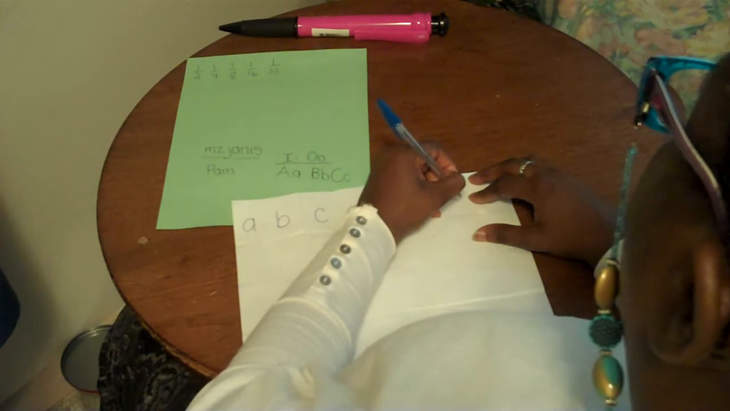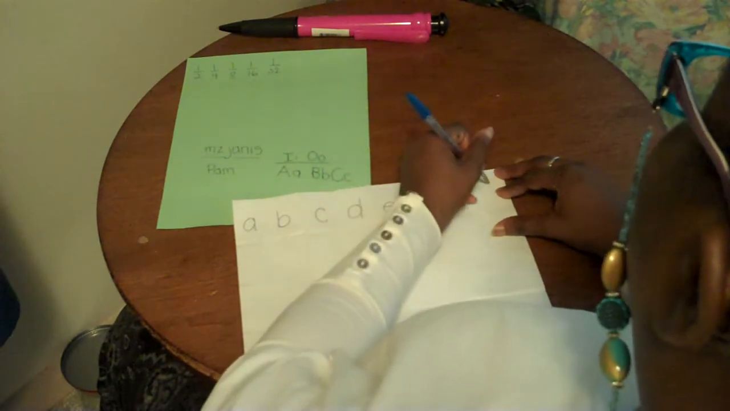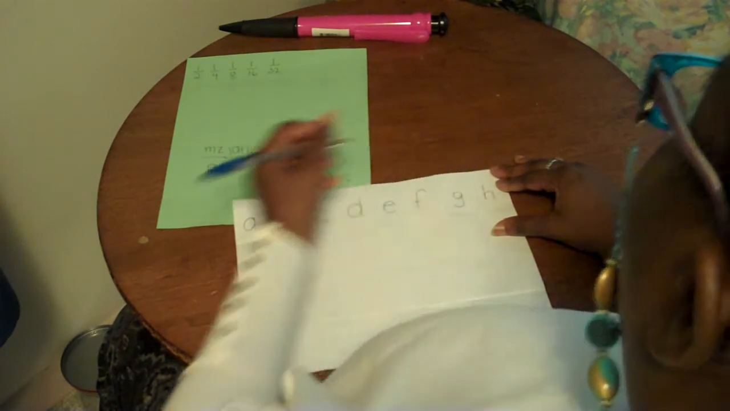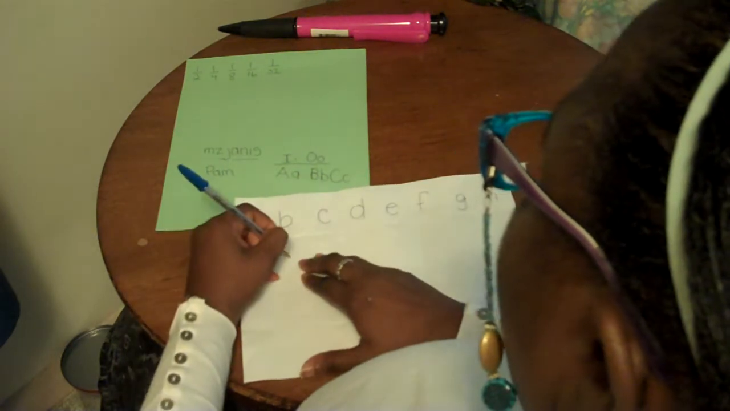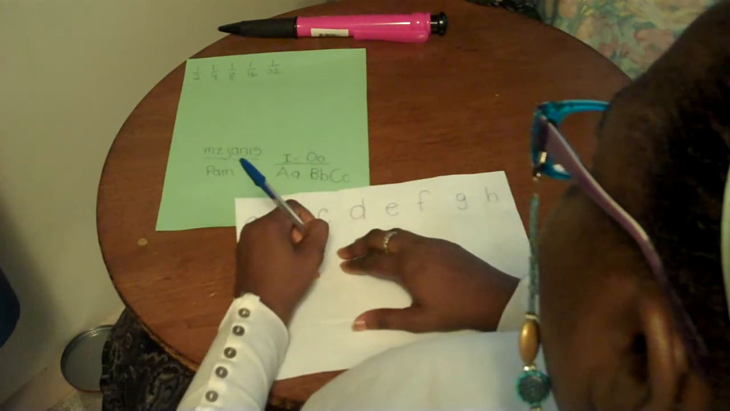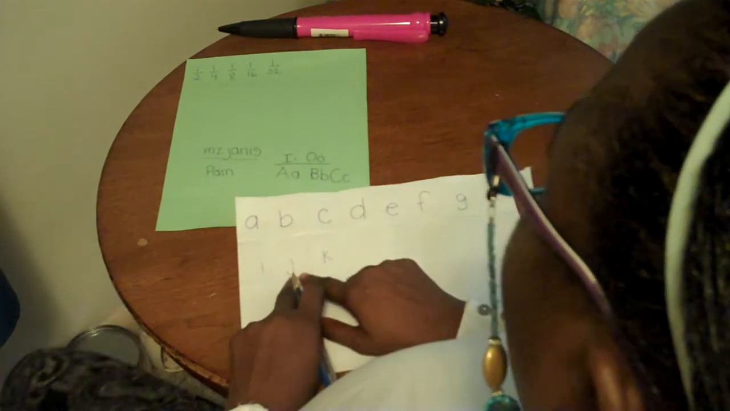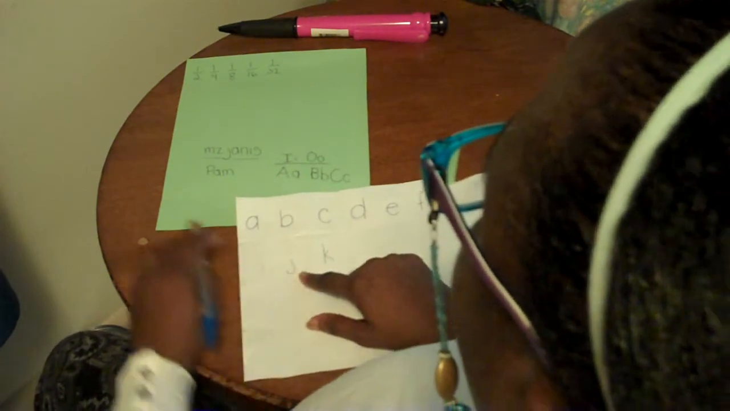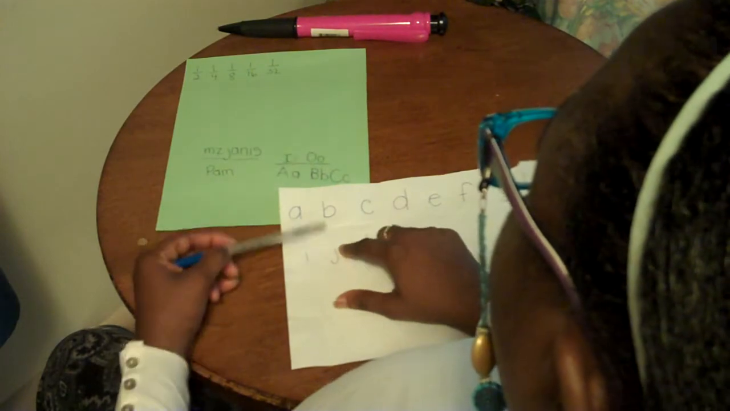Lowercase g, lowercase h, lowercase i, lowercase j, lowercase k. Do you want me to explain this one to you? That was one of my friends here. This one right here is, of course, the lowercase i. See, there's the dot.